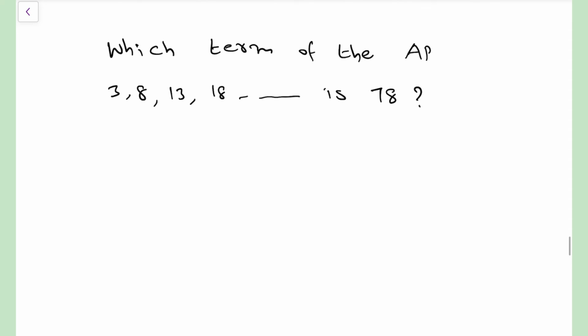Next, which term of the AP 3, 8, 13, 18 is 78? Which term? Maybe 20th term, 30th term, 15th term, 100th term, 77th term, like that. If we continue the progression, which term will be 78? So for this kind of questions, the formula is the same again, nth term, that is an equals a plus n minus 1 into d.